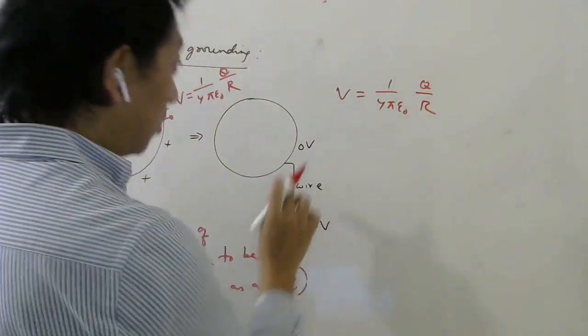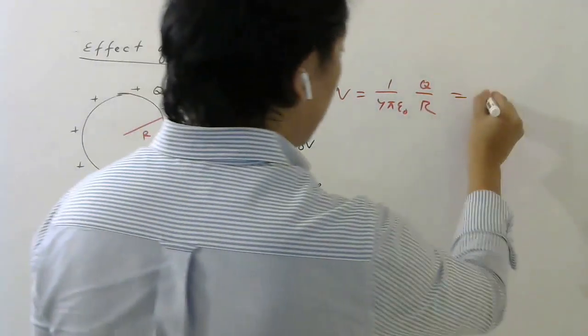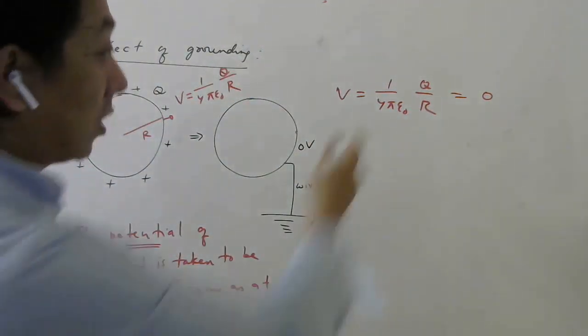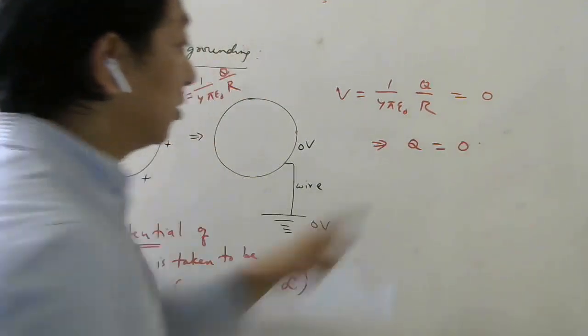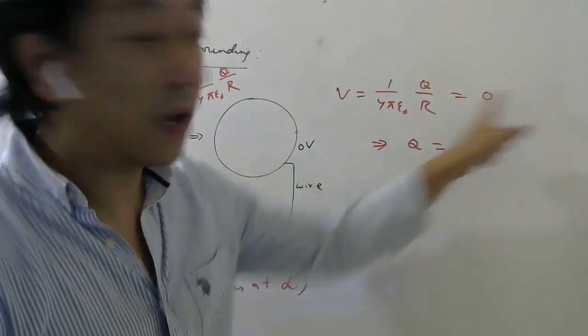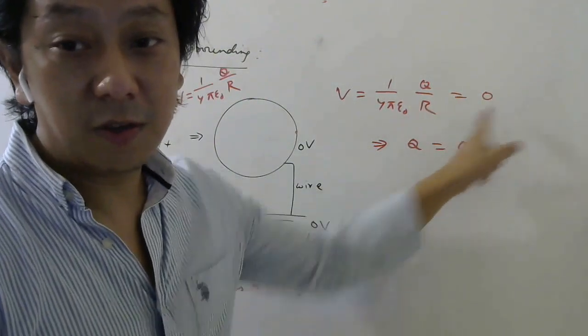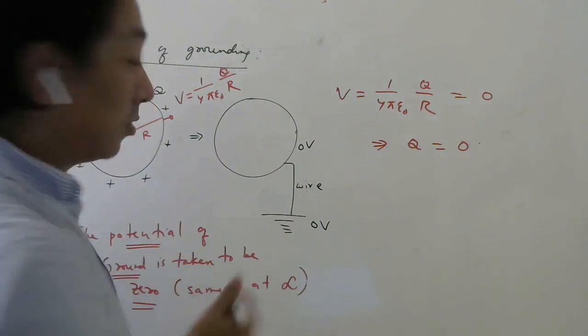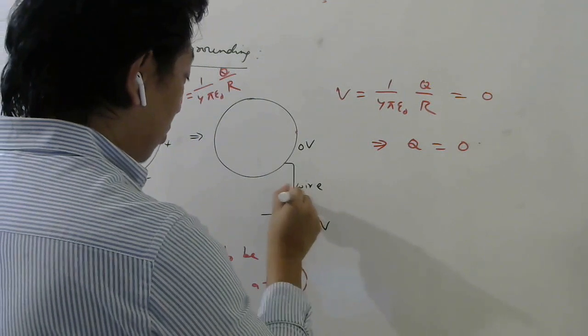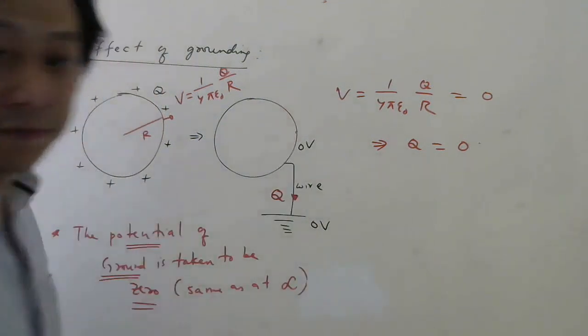But after connecting to ground, potential of that sphere has to be 0. How can this be 0? The only way this can be 0 is if q is 0. Because r is a number, if you cross multiply, number into 0 will be 0. That means the charge here should be 0. Where will the charge go? To the ground. How much charge will go? Total charge q will go to the ground.